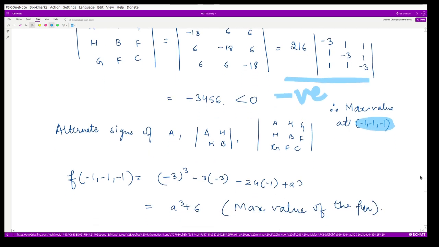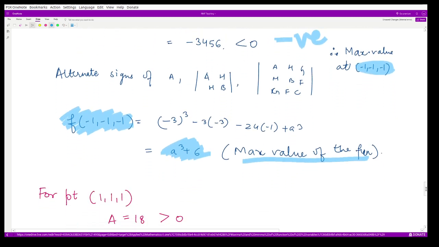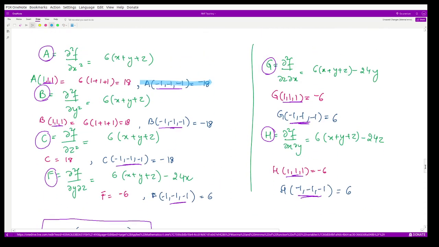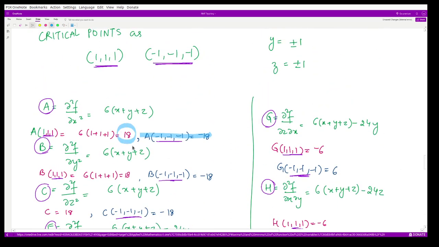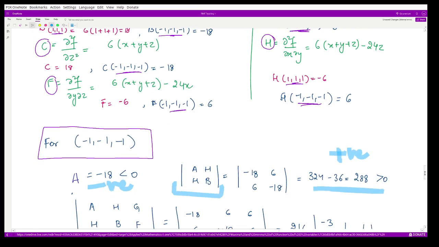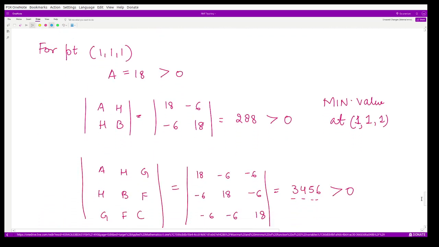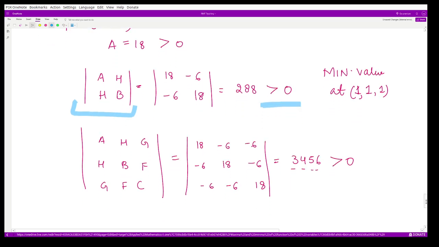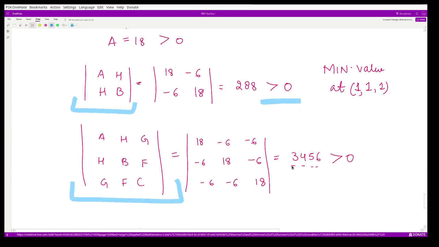And what is that maximum value? You can substitute this point in the given function. It comes out to be a cube plus 6. So this is the corresponding maximum value of the function. Now for the point 1, 1, 1, our value of a came out to be 18, which is a positive quantity. Similarly, we can compute the second order determinant and the third order determinant as well. The second order determinant comes out to be positive, and the third order determinant also comes out to be a positive quantity. So you will obtain a minimum at the point 1, 1, 1.